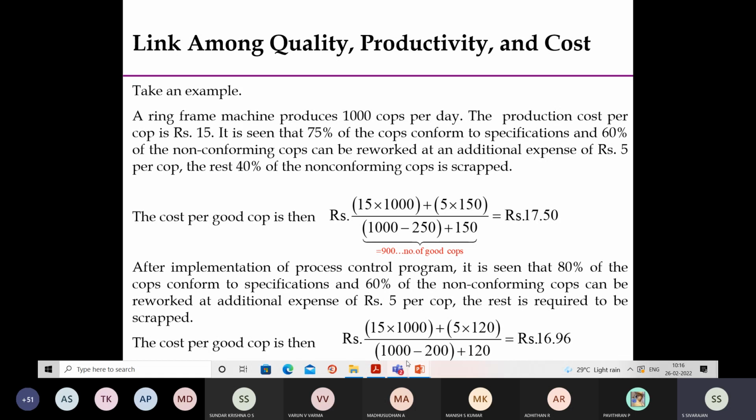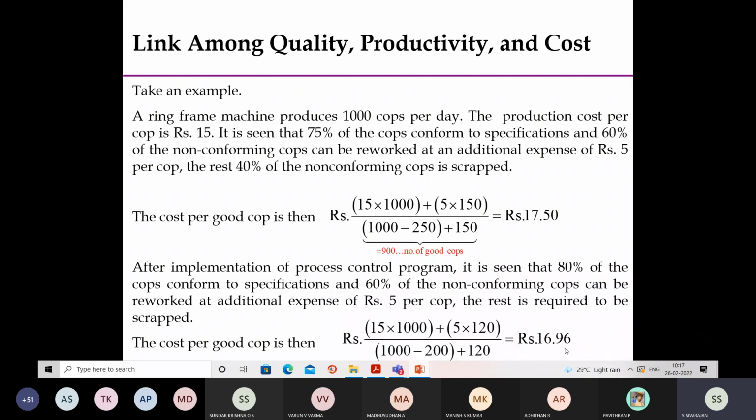So same thing we are doing, 15 into 1000 plus 5 into 120. So here instead of 150, because here 80% is 60% is 120. The remaining 20% is wastage. From the 20%, 60% means it comes to like this. So 5 into 120 divided by 800 plus 120 we are working. So 920 is accepted, only 80 is written.